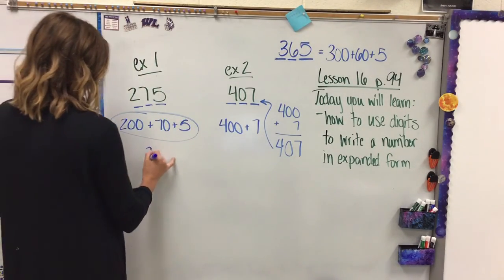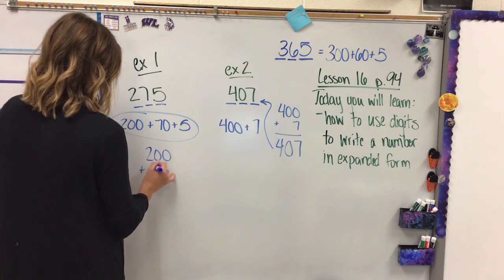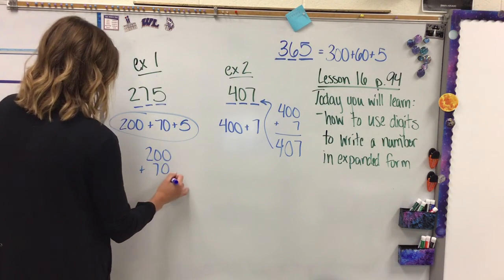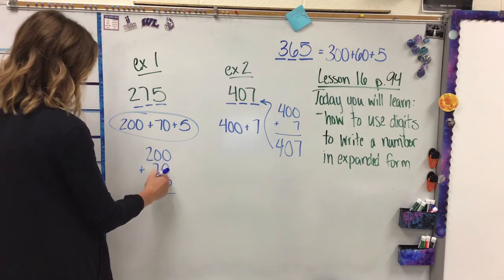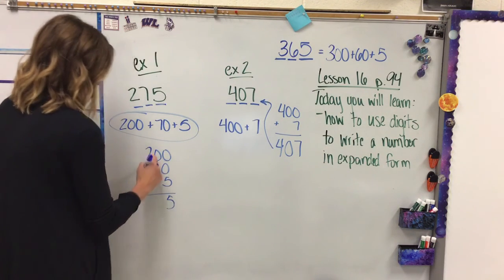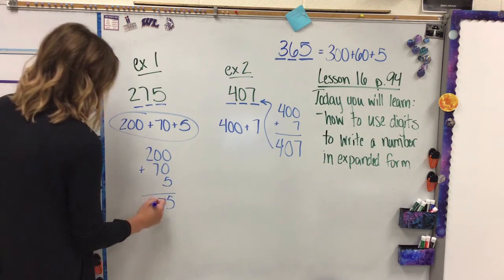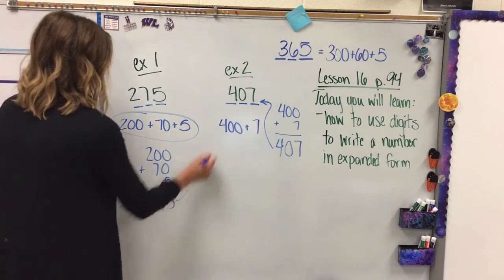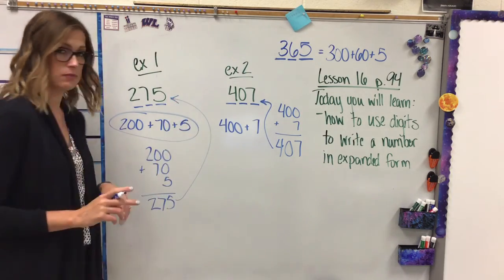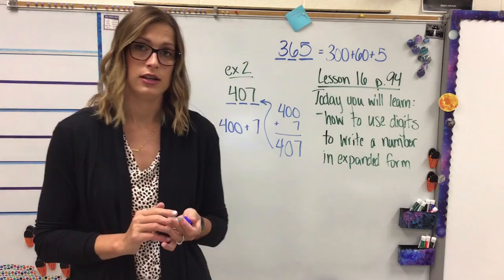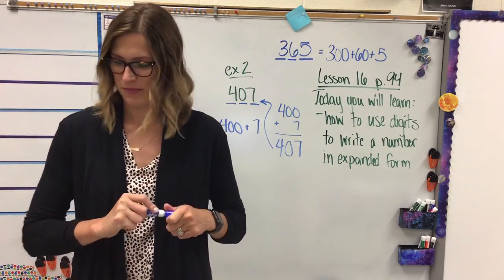So if I looked at this one, 200 plus 70 plus 5, 0 plus 0 plus 5 is 5. 0 plus 7 is 7. 2 plus nothing is 2. So I'm getting the same answer, right? Expanded form does not change our number. It's just a different way of writing our number.